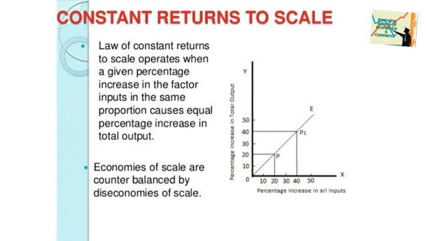Then when we discuss constant returns to scale, the law of constant returns to scale operates when a given percentage increase in the factor inputs in the same proportion causes an equal percentage increase in total output. It means that output is equal to input. Economies of scale are counterbalanced by diseconomies of scale.